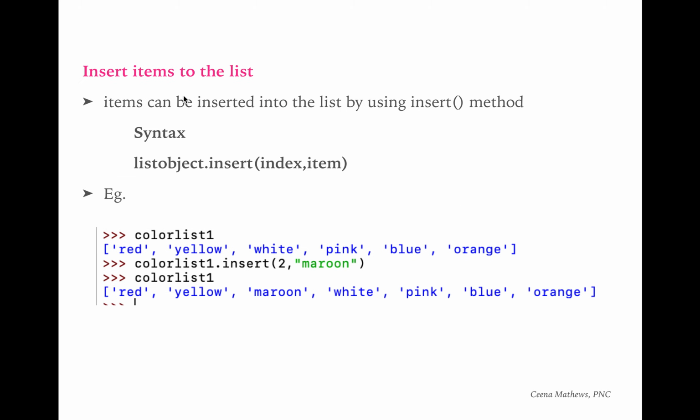Next, how to insert items to the list. That is done using the insert method. Here, in the syntax, you can see the list object. There is a list name dot insert. That is the method used. Within brackets, you give the index at which position you need to insert the new item. That index is to be given, and then the new item to be inserted.